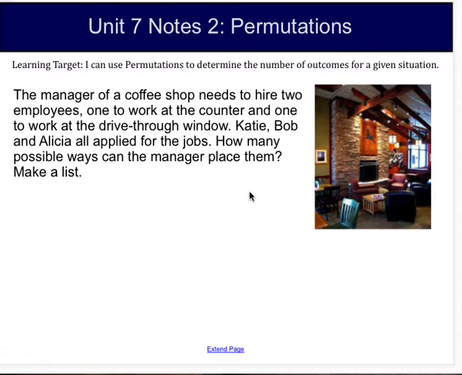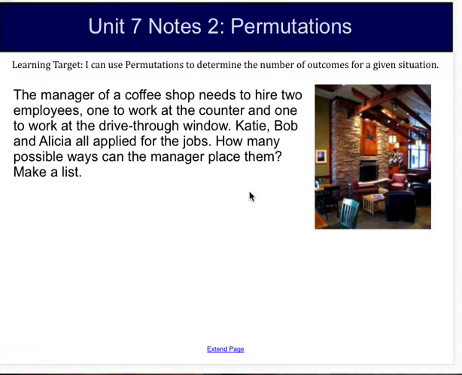So we're going to be talking about permutations. Permutations are used to determine the number of outcomes, like we did with the fundamental counting principle, but this time it's a little bit more involved. We will be using factorials today, so make sure you understand what those represent. So let's just take a look at the types of problems we're going to be doing.